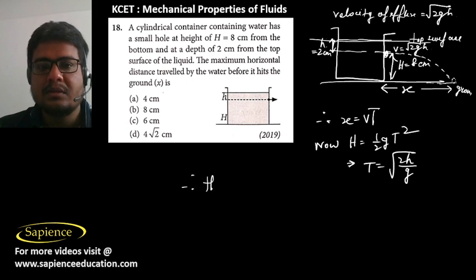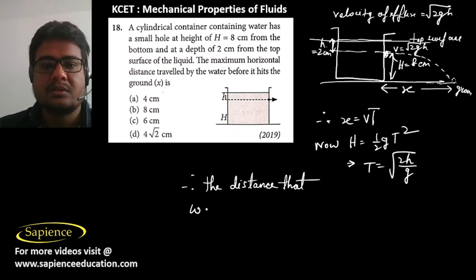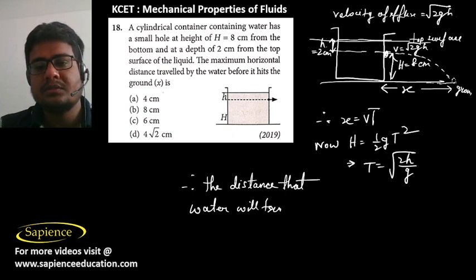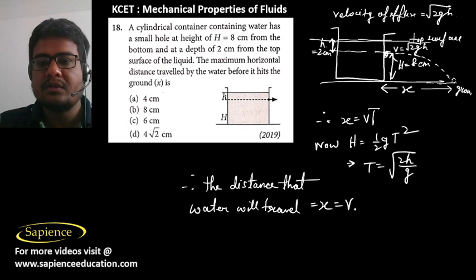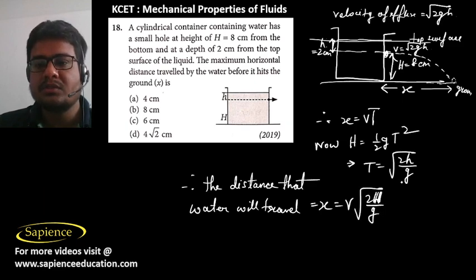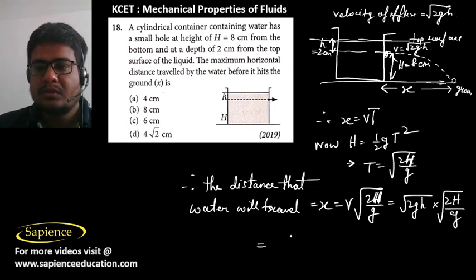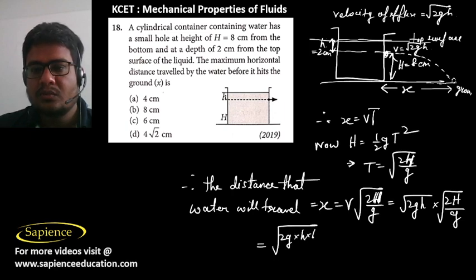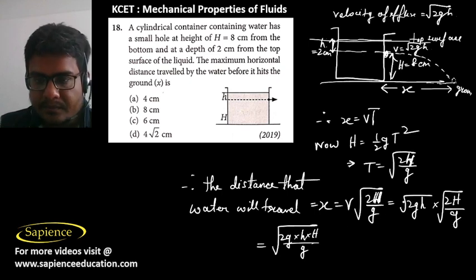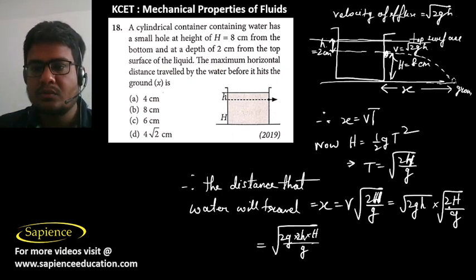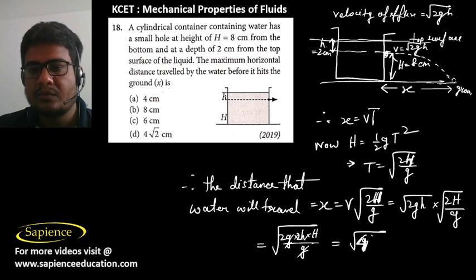So the distance that the water will travel before it hits the ground, that will be x, equal to v into root over 2H by g. So v is equal to root over 2gh, so that will be root over 2gh into root over 2H by g. So that will be equal to root over 2gh into 2H by g. Here g and g will cancel, so that is root over 4hH. So that is 2 root over hH.